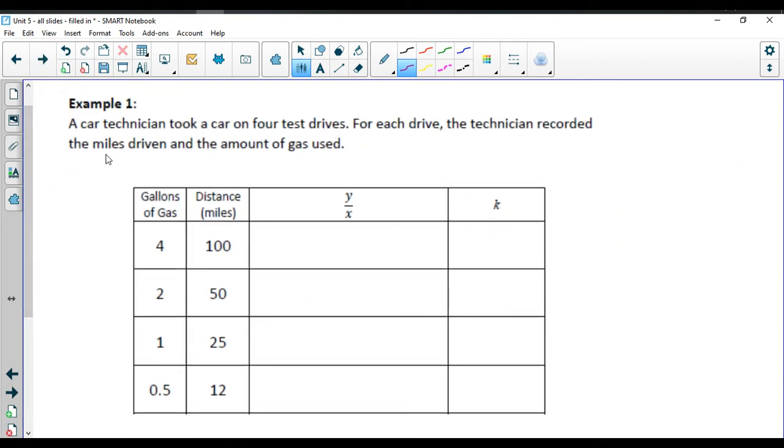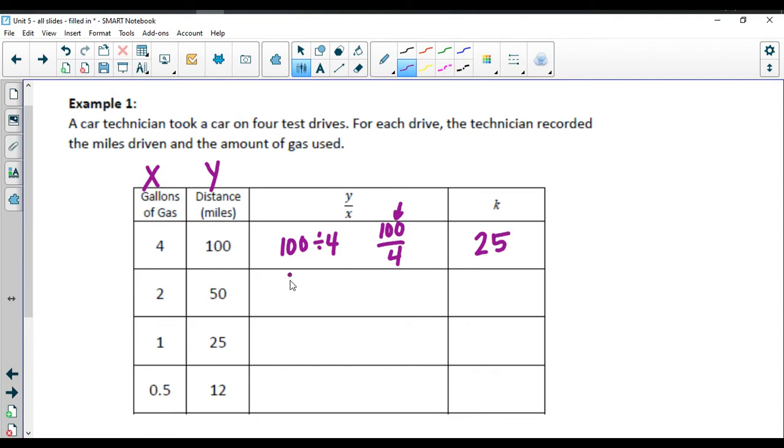So example 1, a car technician took a car on 4 test drives. For each drive, the technician recorded the miles driven and the amount of gas used. In a table that's up and down, if it doesn't signal to you, x will be on the left, y will always be on the right. So to actually get k, we have to do y divided by x. So here our division problem is going to be 100 divided by 4, or you could write that as 100 over 4. Either one of those would be acceptable here. I'm going to suggest that you move towards this direction, 100 over 4, just to make your life a little easier moving forward. When we do that, we actually get 25, and that's our k value.